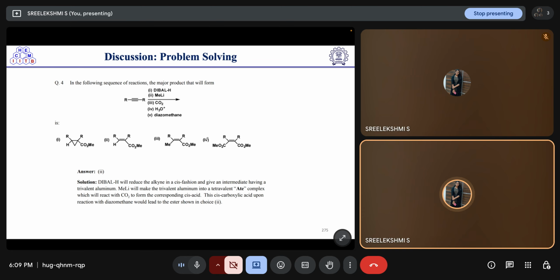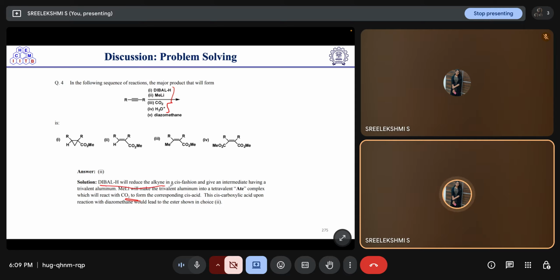So here, what is happening? Firstly, this DIBAL-H will reduce the alkyne into the corresponding cis alkene. Then methyl lithium will make the trivalent aluminium into a tetravalent ate complex, which will react with carbon dioxide. So we saw this example, that will be converted into the corresponding cis acid.